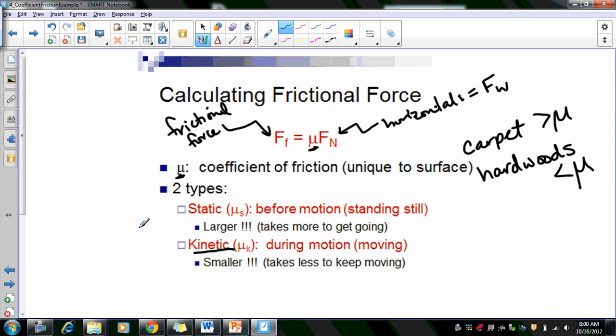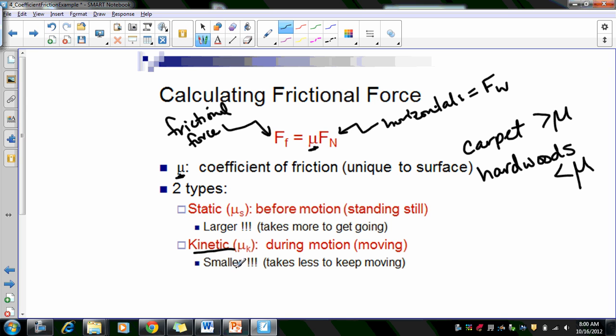You can think back to the idea of inertia. In order to get an object moving, you have to go against its inertia. Inertia is just the tendency for an object to keep doing what it's doing. If it's sitting still, it doesn't want to move, so you have to force it to move. So not only are you trying to go against the surface and the weight, you're also trying to go against that inertia. So static is larger. For kinetic, it takes a lot less to keep it moving.